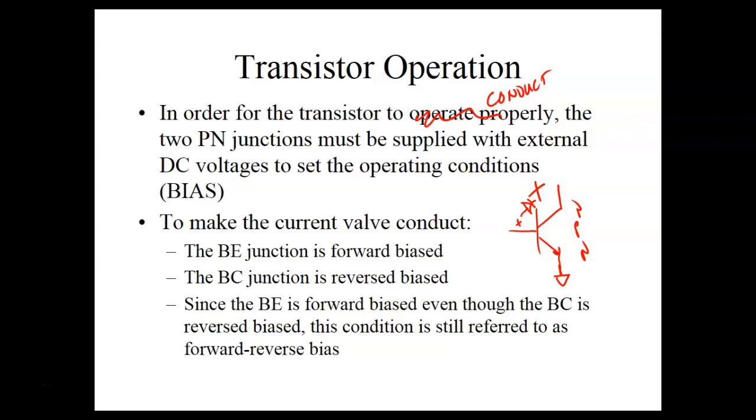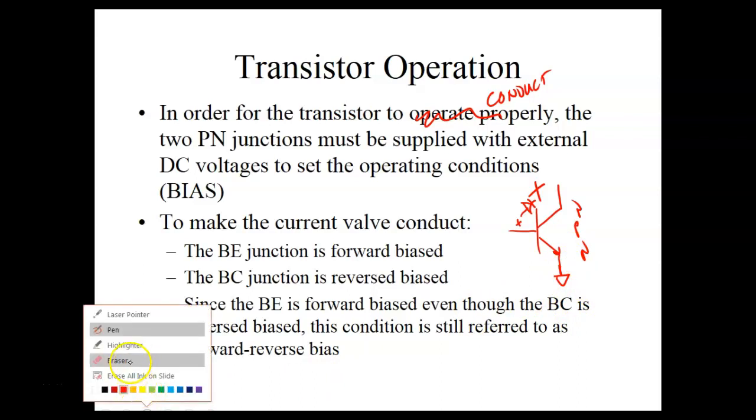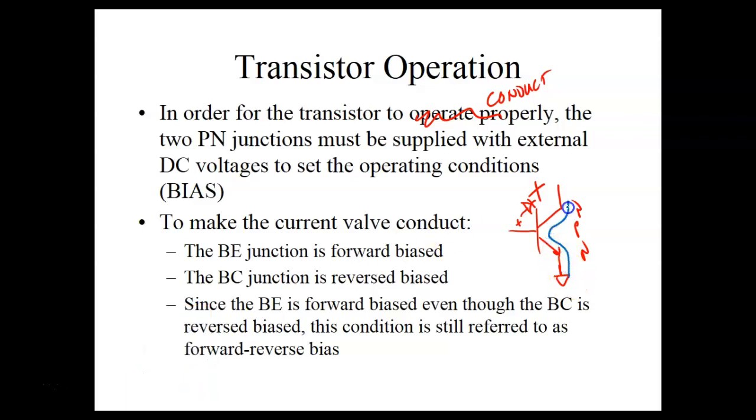So we have to forward bias the base to emitter junction. We have to reverse bias the base to collector junction. When this happens, then the transistor will conduct. Here's the main conduction path in the transistor. So this is the valve that we are actually controlling. This is the main conduction path right here. So we're controlling the size of that valve. We're controlling how open or closed that valve is. The size of a valve determines how much flow it's got to control.